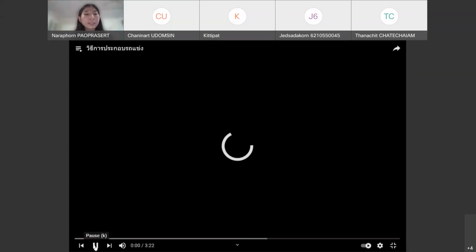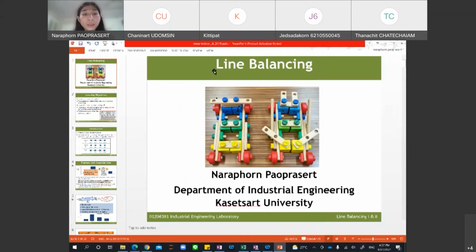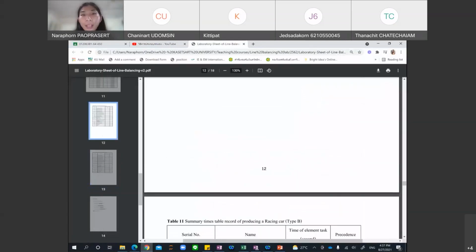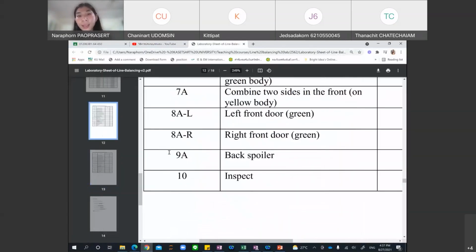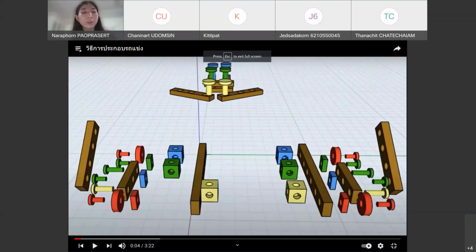Sorry, let me just pause a little bit. Hang on. If you take a look at the lab sheet, you also have task number 10 here, which I call 10 and inspect. Basically you just hold the part up and pretend that you are inspecting, looking, and then tighten up the screw. That's the task for inspection. So let's move on to the next car. It's pretty much the same, by the way, but we'll just watch it anyway.